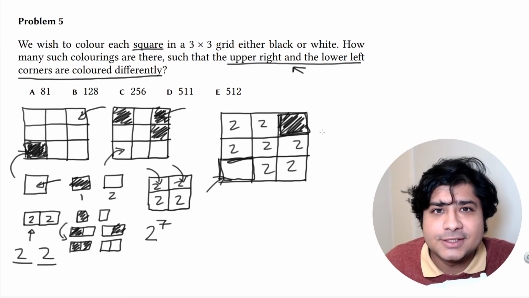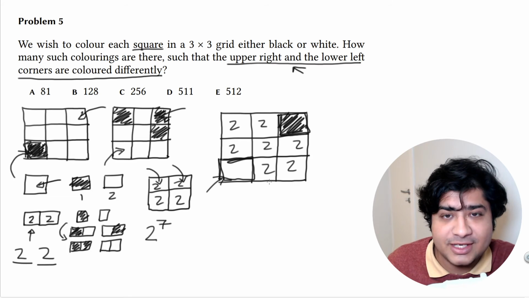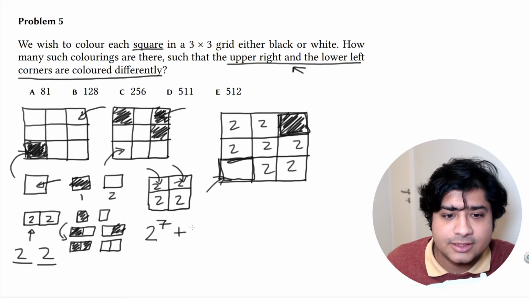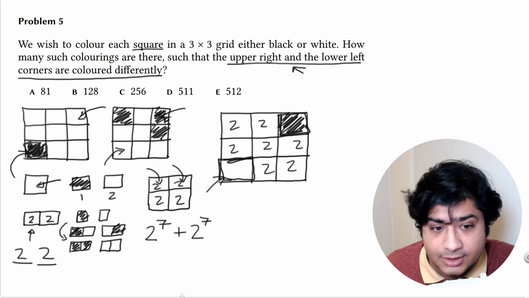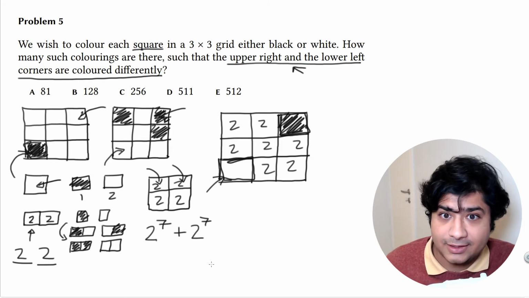Now, of course, for the other one, it's going to be exactly the same, right? Because we're just flipping this and the rest are the same. So we have 2 to the power of 7 plus 2 to the power of 7. So now we just need to calculate this.